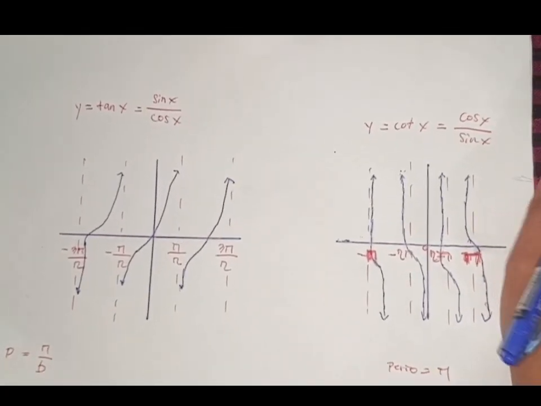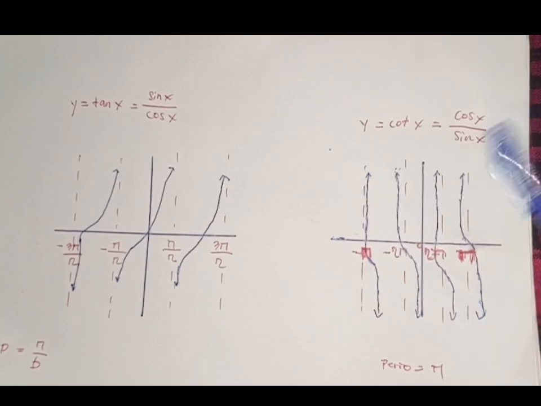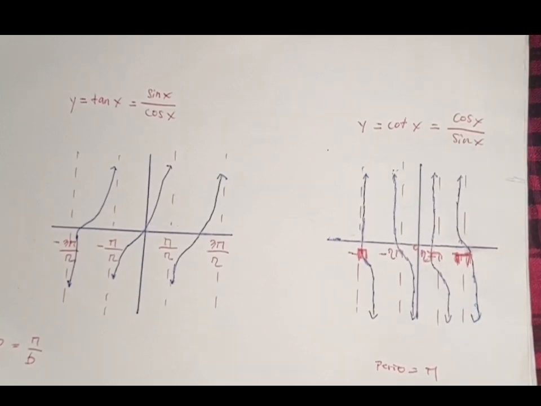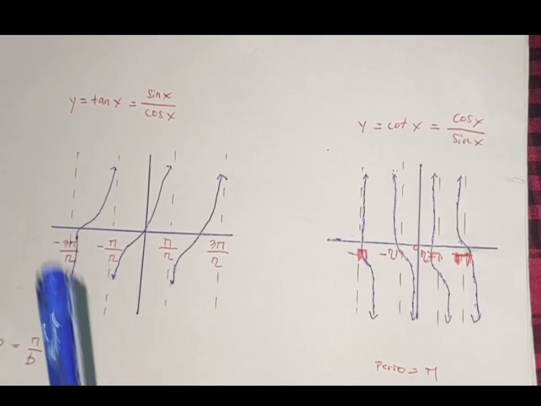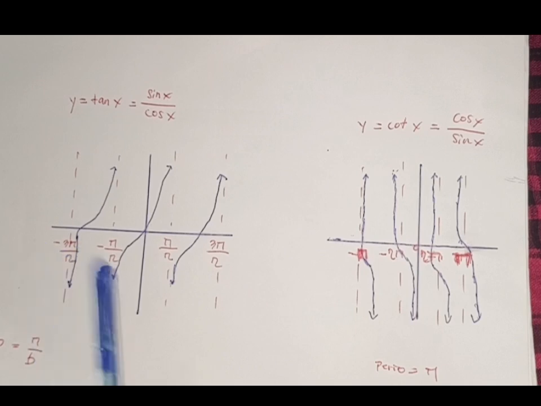Repeat this pattern for more cycles. Before we wrap up, let's compare the two functions. The tangent increases from left to right and has asymptotes at negative pi over 2, negative 3 pi over 2, and pi over 2, positive 3 pi over 2. The cotangent decreases from left to right and has asymptotes at pi and 2 pi. Both functions have a period of pi, and both functions approach infinity near their asymptotes.